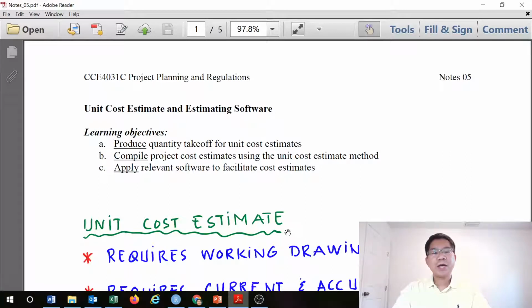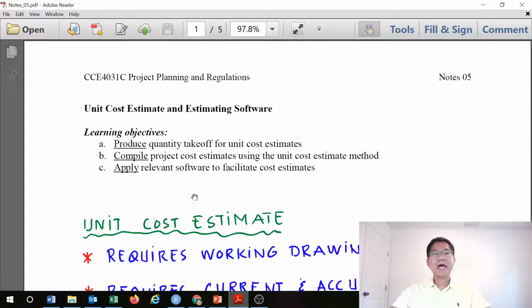In today's lesson we learn the last method of estimating, that is the unit cost estimate. The objectives today are to produce the quantity takeoff for the unit cost estimate, compile the cost estimate using the unit cost estimate method, and apply the Revit software to facilitate cost estimating.